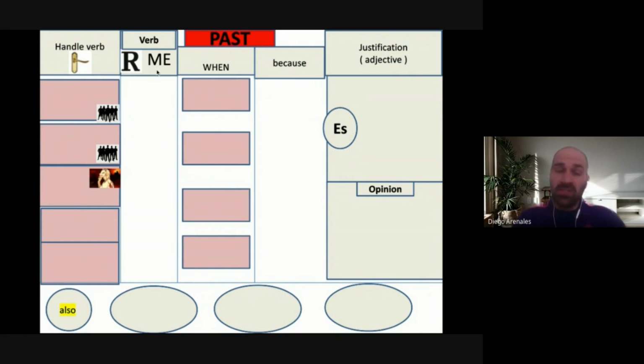Also really important is the second column, the verb, and the pattern is that this verb needs to end in R or in ME, but I will explain that later. Then we have when you did this particular past action. Then you can express why you did it, so because, and then the justification, basically the reason, using ES with an adjective or using an opinion. And at the bottom you have different ways to say also, so you can start again and not stop like a full stop. You can use also and connect that to a new sentence using the past.